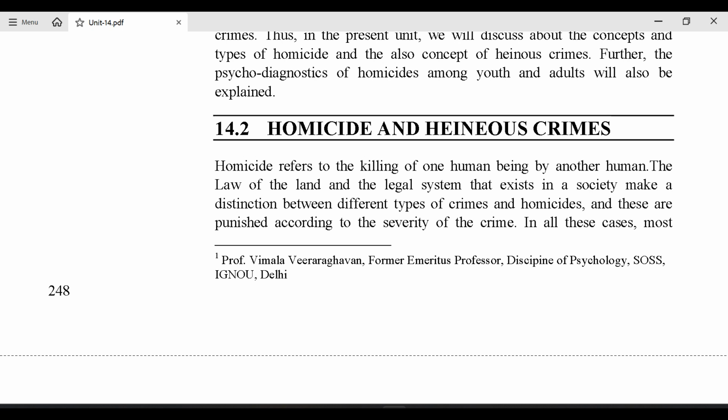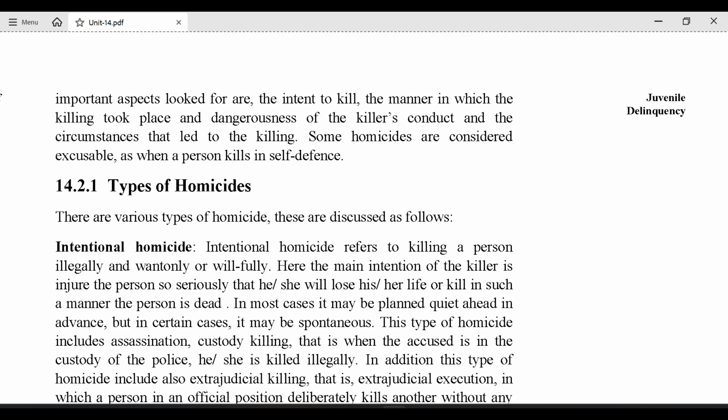14.2 Homicide and heinous crimes. Homicide refers to the killing of one human being by another human. The law of the land and the legal system that exists in a society make a distinction between different types of crimes and homicides, and these are punished according to the severity of the crime. In all these cases, the most important aspects looked for are the intent to kill, the manner in which the killing took place, the dangerousness of the killer's conduct, and the circumstances that led to the killing. Some homicides are considered excusable, as when a person kills in self-defense.